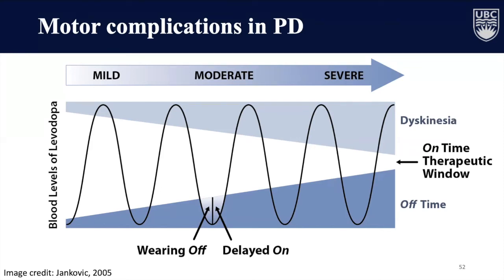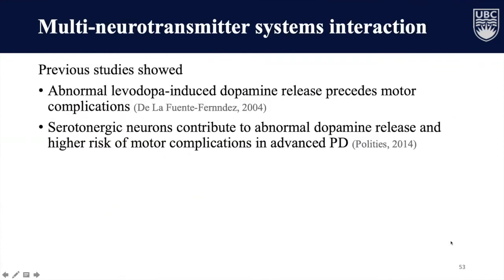And the mechanism responsible for variabilities in treatment responses is also not known. Previous studies showed that there is an abnormal levodopa-induced dopamine release, that this dopamine release precedes motor complications, and that was done with a raclopride study. Another study showed that serotonergic neurons contribute to this abnormal levodopa-induced dopamine release and a higher risk of motor complications in advanced PD, Parkinson's disease. And this was done with a combination of raclopride and the serotonergic DASB tracer.